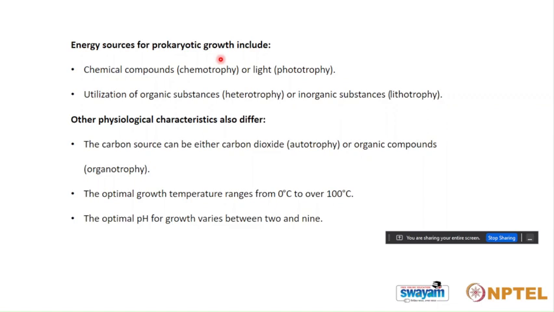And the pH also varies. Microbes, especially prokaryotes, can grow in the range of 2 to 9. Here also, the microorganisms, specifically archaea, can grow at extreme pH levels. Not all prokaryotes can grow there, but archaea can. In the medium pH, other bacteria can grow. Different classes of bacteria can grow.